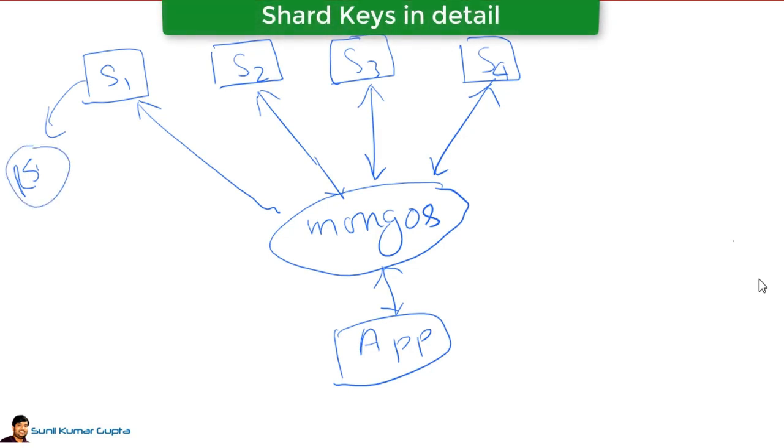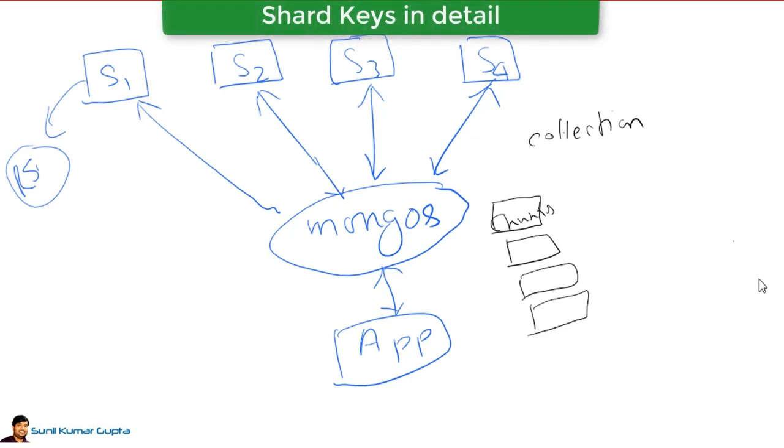That we know. Now we will try to understand how, suppose we have a collection here, we distribute that collection over these shards. What MongoDB actually does is partition that collection into chunks. It will create chunks of data from the collection, and these chunks it will split over the shards.